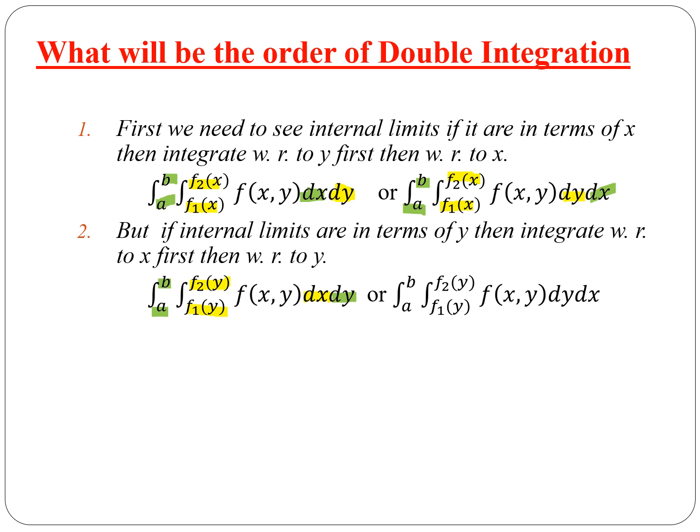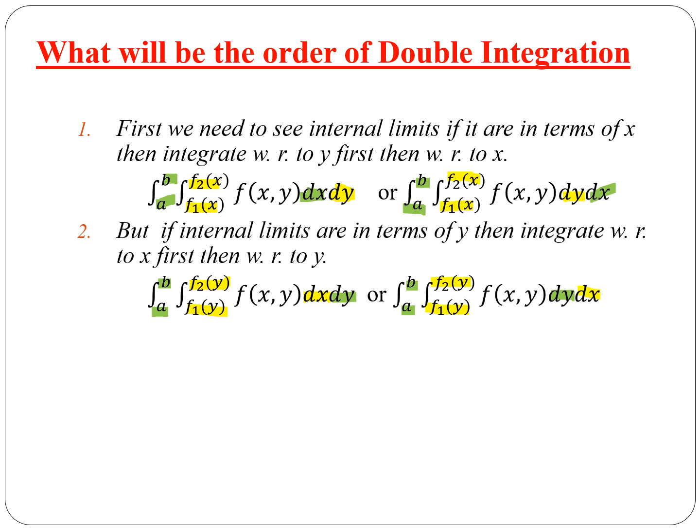So the order of integration will always be defined by the internal limit. Here also internal limits are in terms of y. So first we have to integrate with respect to x, and then with respect to y. So the y limit will be constant, that is the external limit a and b. So it is the same as the previous one.